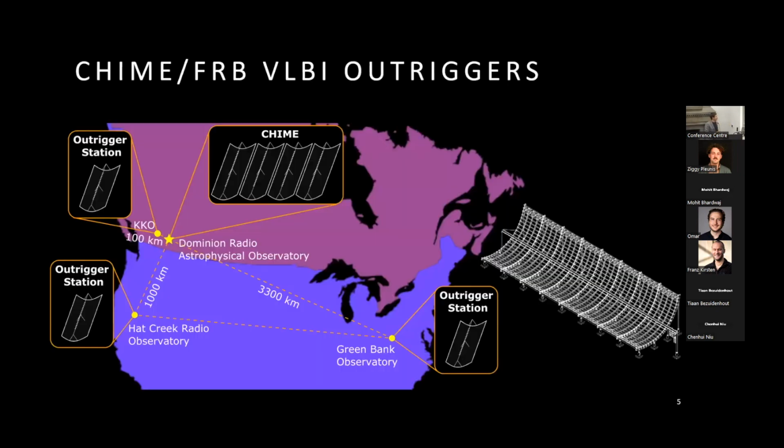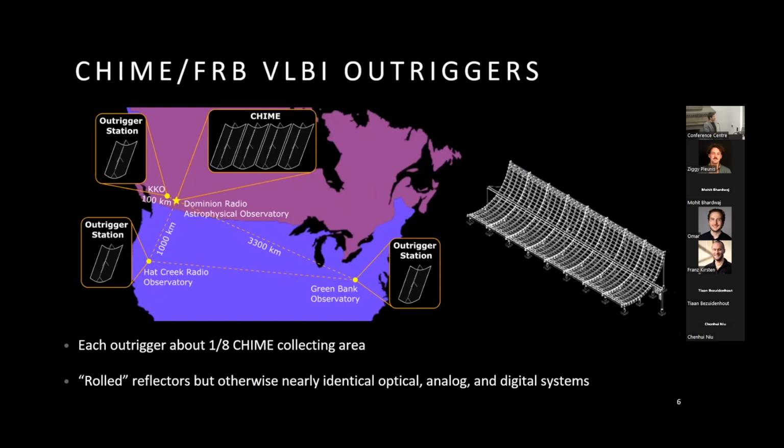With that, let me introduce the CHIME FRB VLBI Outriggers program. This is just a project to construct mini versions of CHIME all over North America that co-observe with CHIME and do VLBI on CHIME FRB sources. Each one of these outriggers is about 1/8 of the CHIME collecting area, except for the short baseline, which is 1/16.